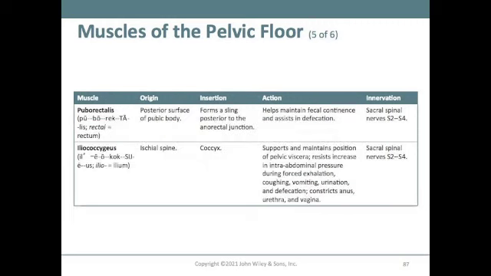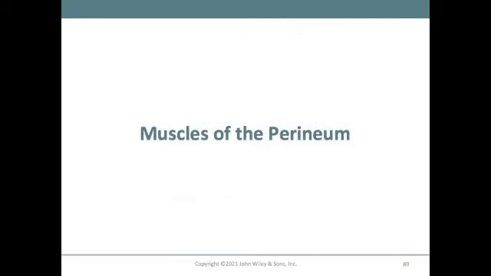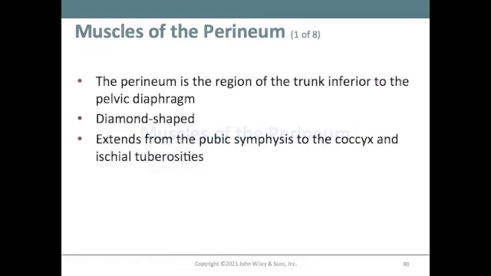The table here again. Now we're going to talk about the muscles of the perineum, and that starts on page 374. The perineum is the region of the trunk inferior to the pelvic diaphragm. It's diamond-shaped and extends from the pubic symphysis to the coccyx and the ischial tuberosities.